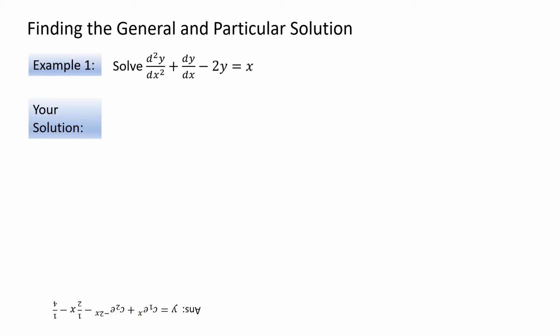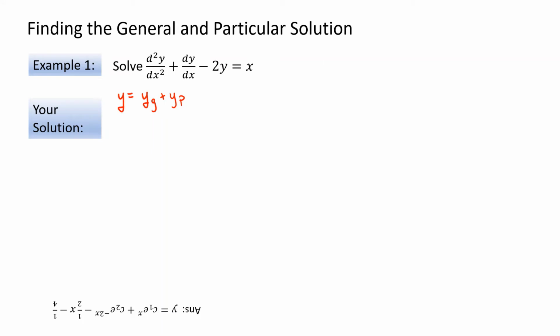Okay, so let's jump right into an example so you can see exactly how to find the general and particular solutions. So solve d squared y by dx squared plus dy by dx minus 2y is equal to x. So remember what I said, that this function is now made up of 2 parts, the general solution plus the particular solution. So the general solution is what we start with, and it's found the exact same way.